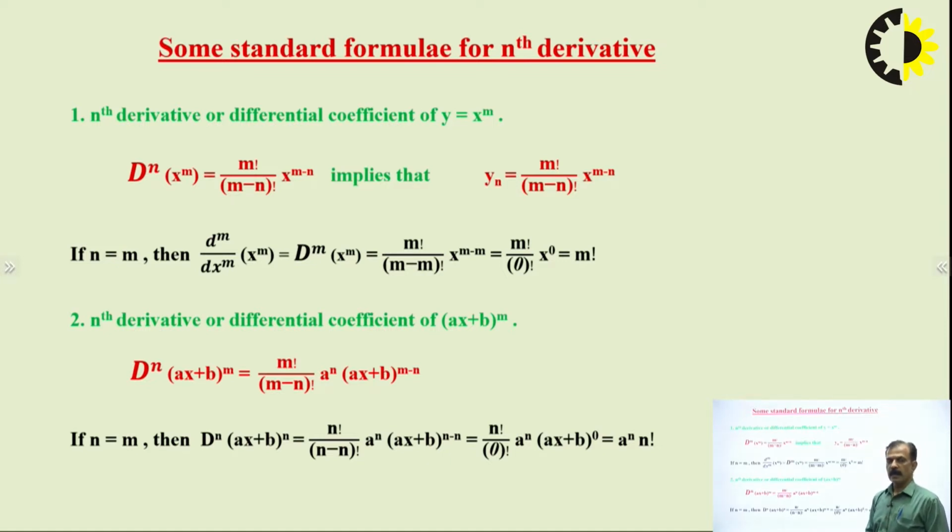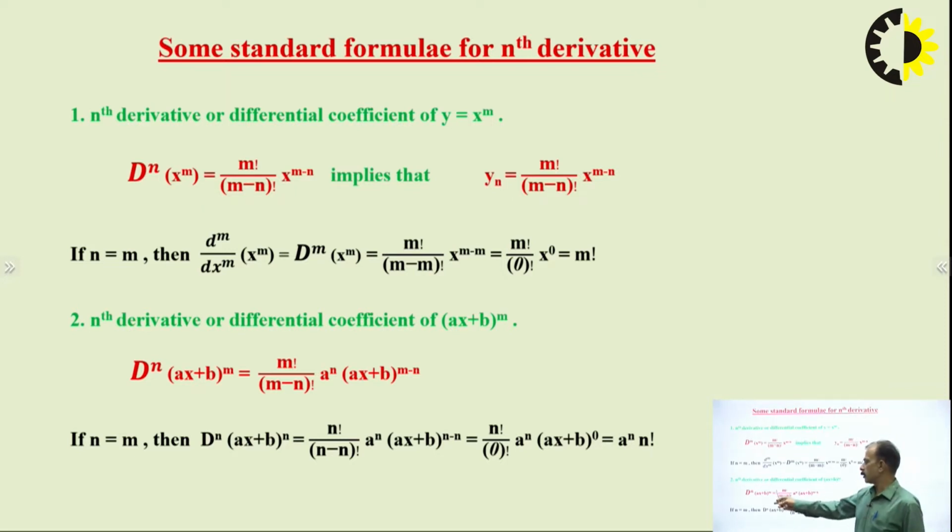If we have n equal to m, it means both values are equal, then the mth derivative of x^m is d^m/dx^m of x^m equal to m factorial divided by factorial (m minus m) into x raised to the power m minus m, that is m factorial divided by 0 factorial into x^0, equal to m factorial, because 0 factorial is 1 and x^0 is 1.